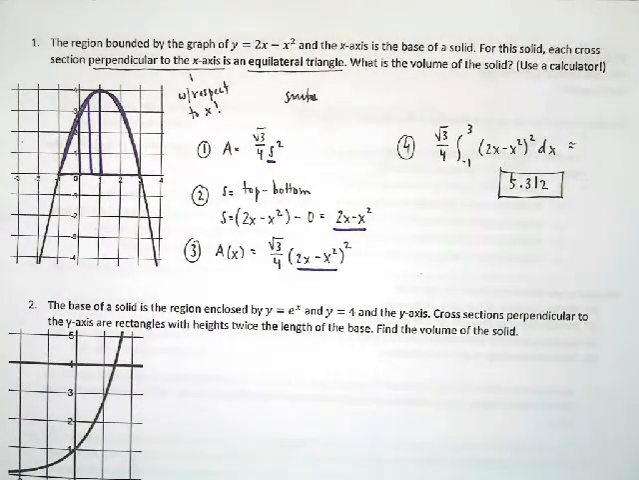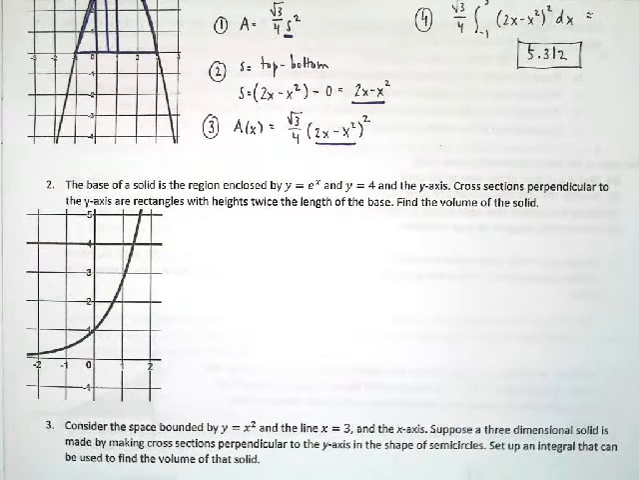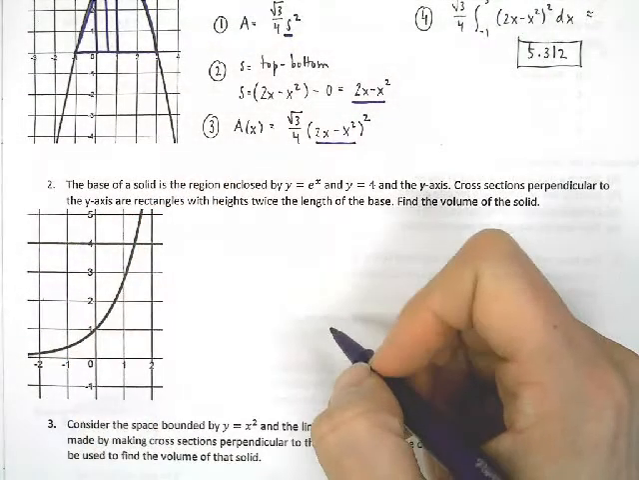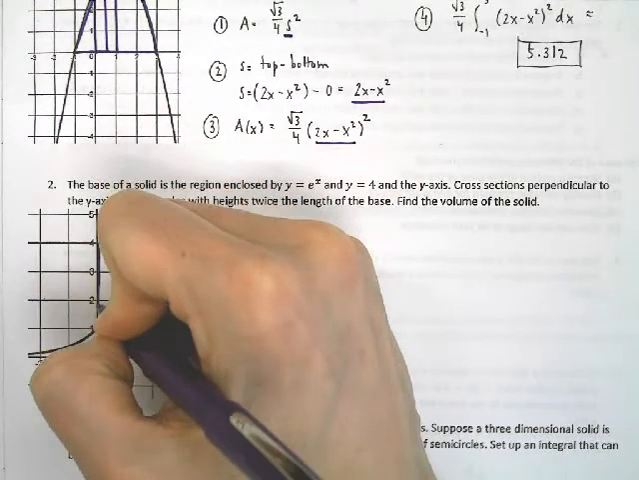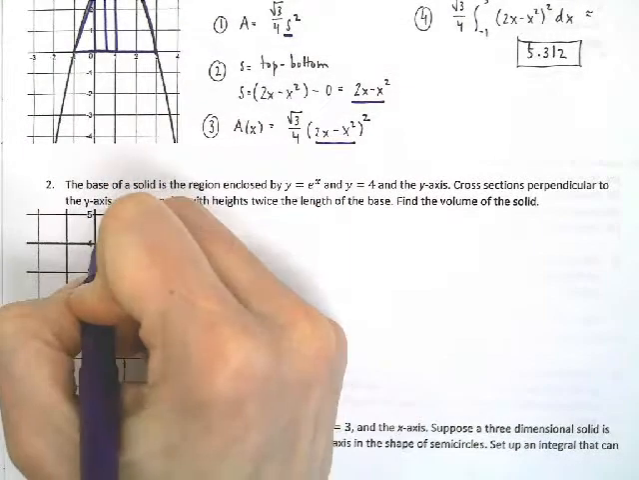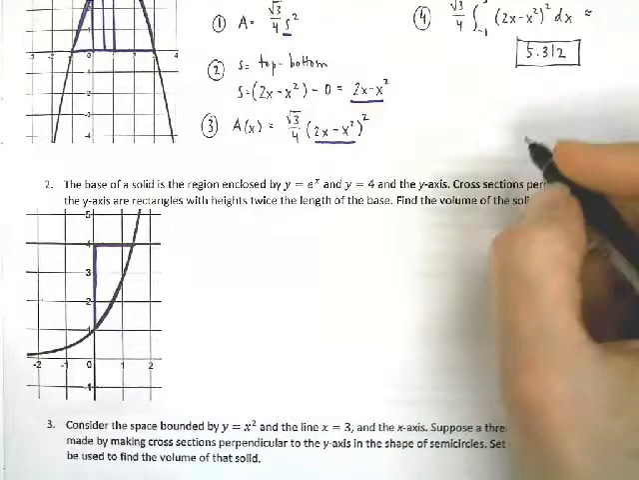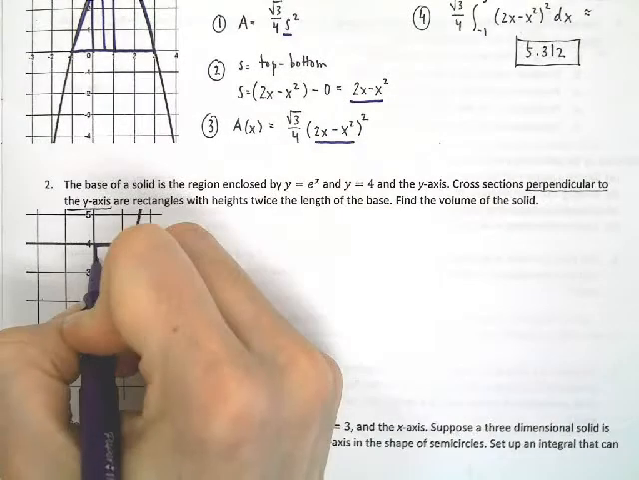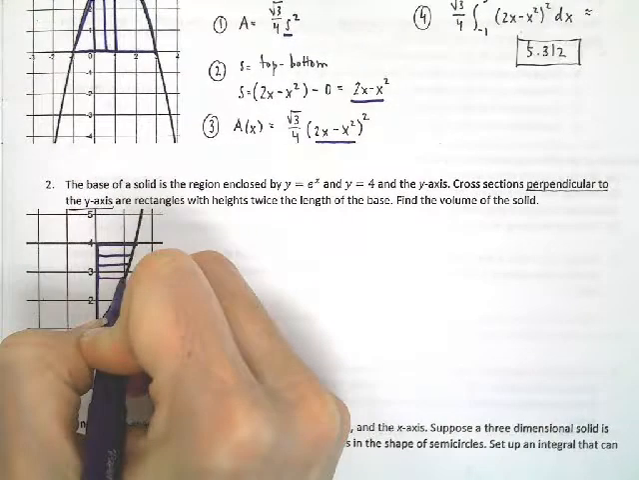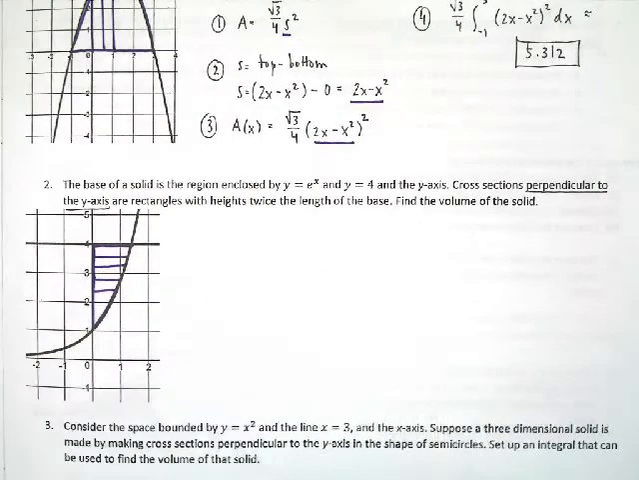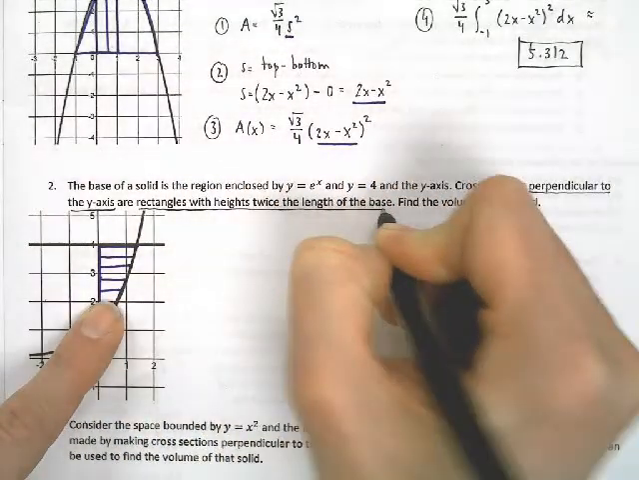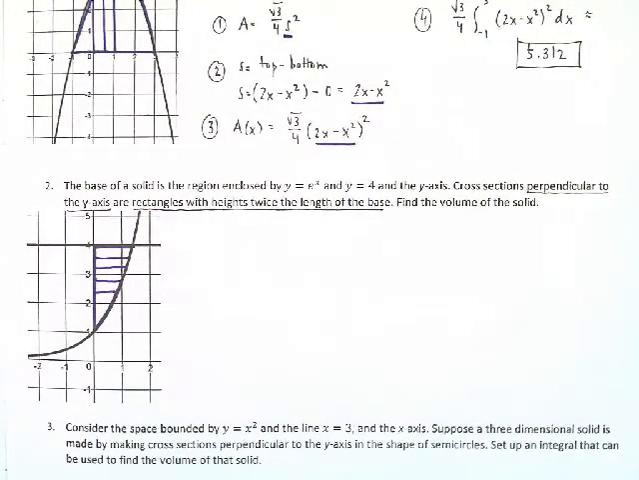All right, let's look at another problem now. So number 2 says the base of a solid is the region enclosed by y equals e to the x. So I've got this curve here. Y equals 4 and the y-axis. So now I'm looking at this region here. Now I have cross-sections that are perpendicular to the y-axis. So now my slices look like this. And in this case, these are the bases of rectangles with heights twice the length of the base. So we'll go ahead and deal with that in a minute.